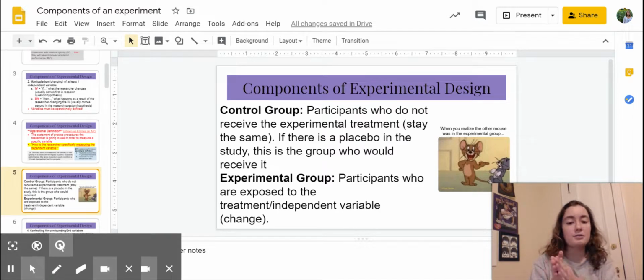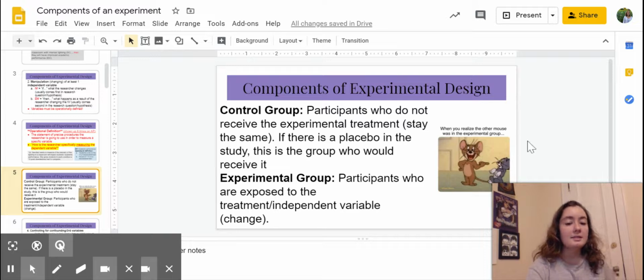So the control group stays the same, and they're used so you can compare the experimental group against them to see how changing that independent variable is changing the experimental group, as opposed to the group that didn't have any change in treatment with the independent variable. So the experimental group is the one that is exposed to the treatment or independent variable. Treatment is just the change of the independent variable that is given to them.